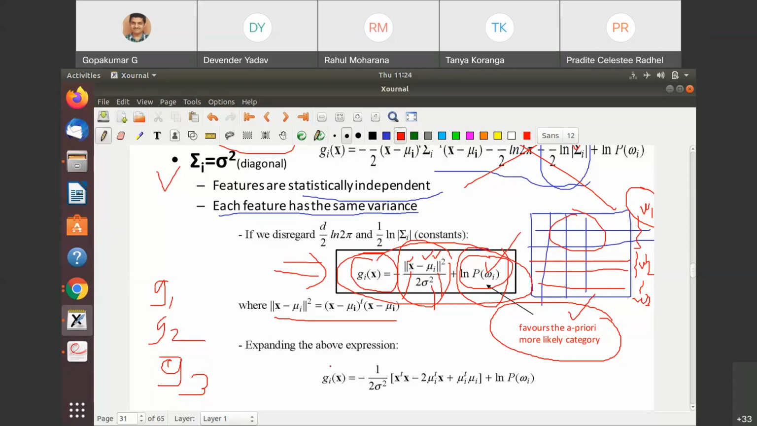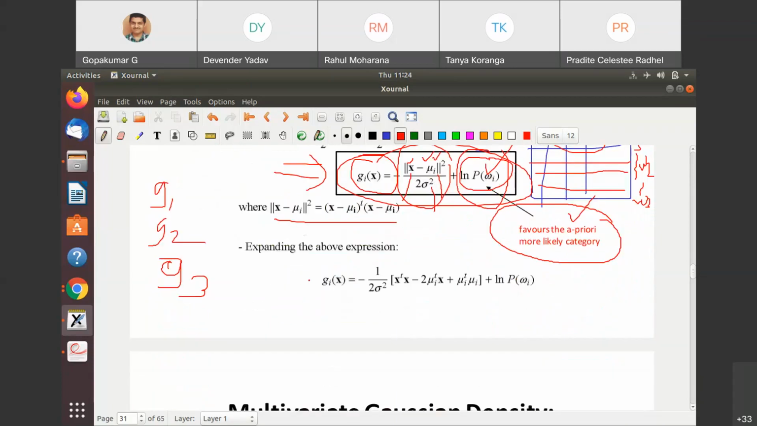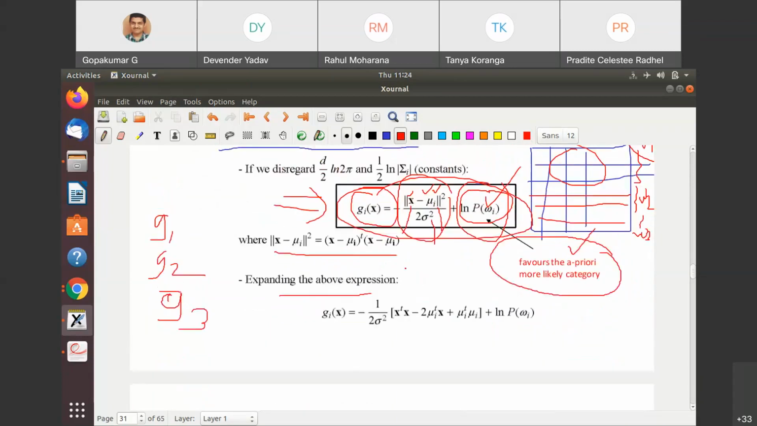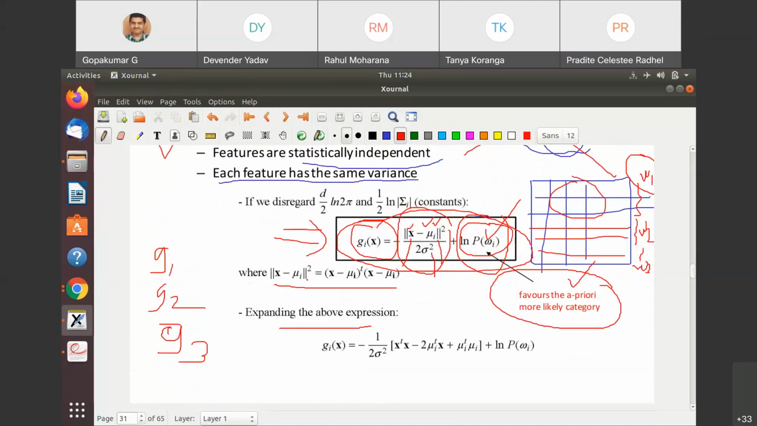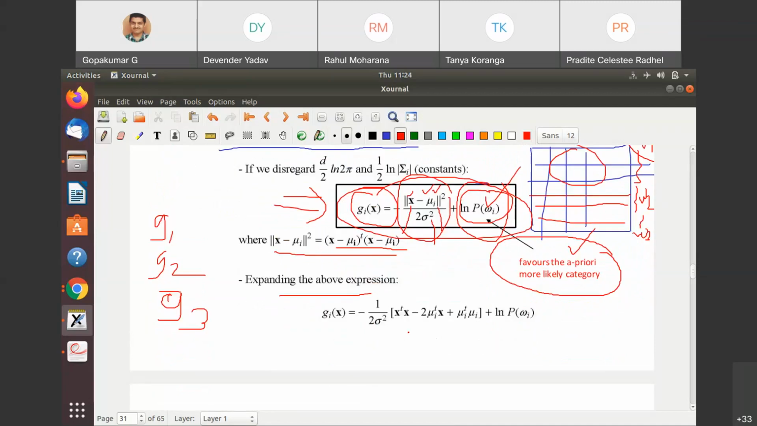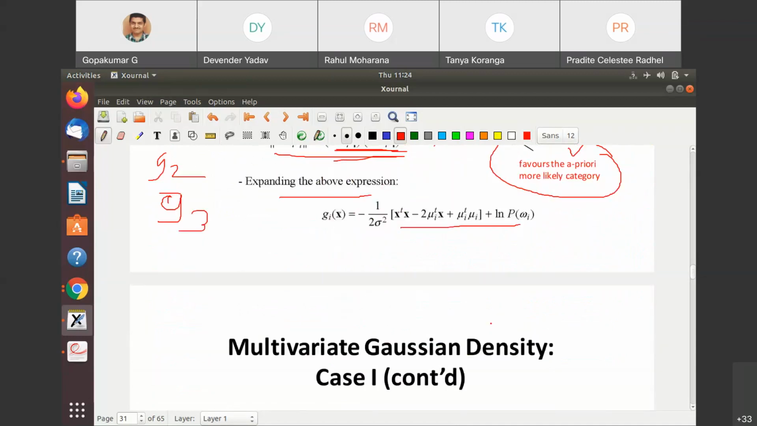Then suppose we expand this equation, and we will get an equation of this kind, that is x into x transpose, sorry, minus 2 into, so we are doing this multiplication. And if you look at this equation also, we have x transpose into x.